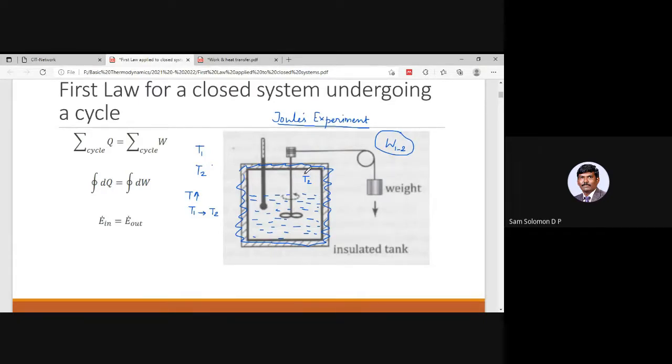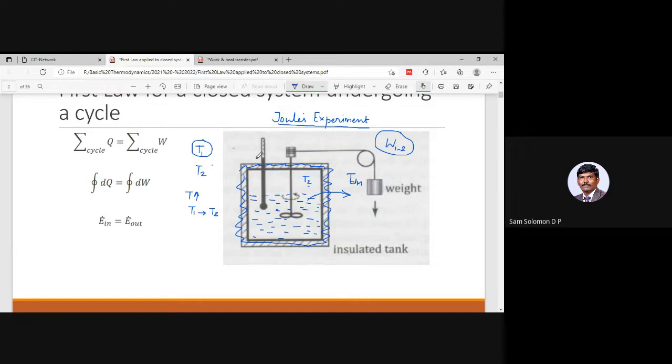Because this temperature is greater than the atmospheric temperature, there is a heat transfer from this fluid to the atmosphere. Okay, and they find that after a certain period of time, both of them attain equilibrium and the temperature was once again brought to T1. And from this experiment, he was able to conclude that the amount of work transfer is equal to the amount of heat transfer. The work transfer took the system from 1 to 2, and the heat transfer took the system from 2 to 1.